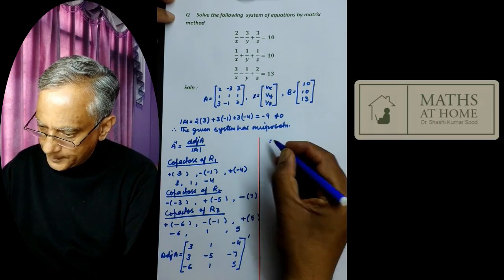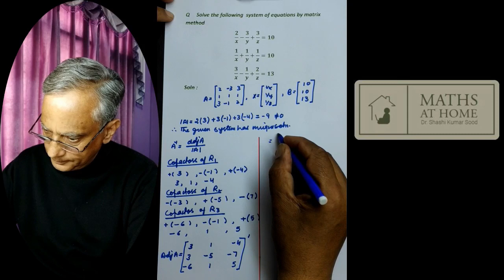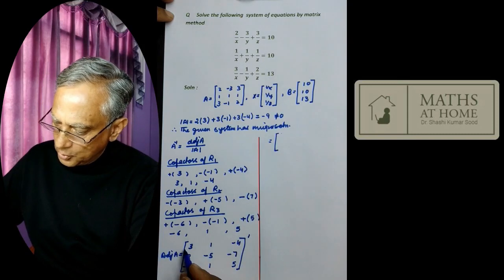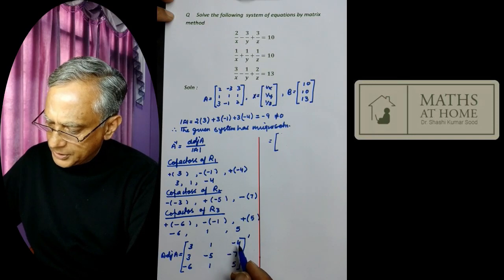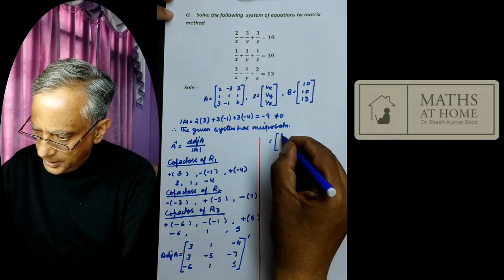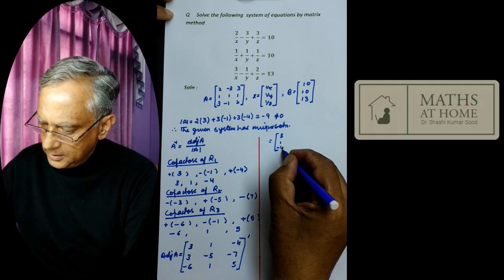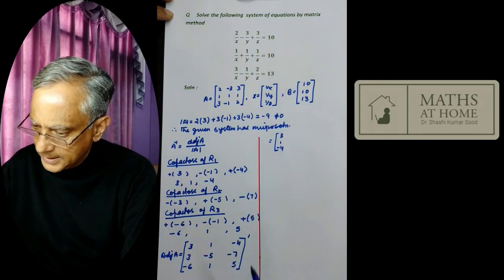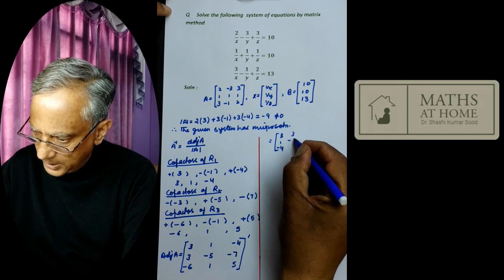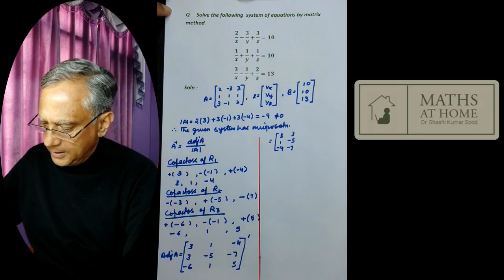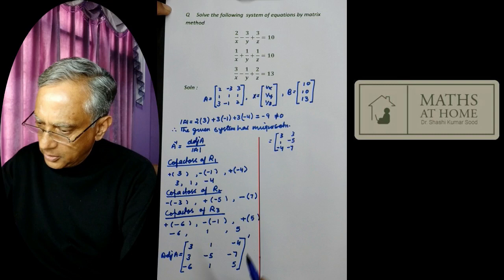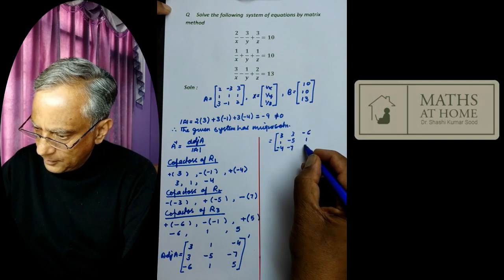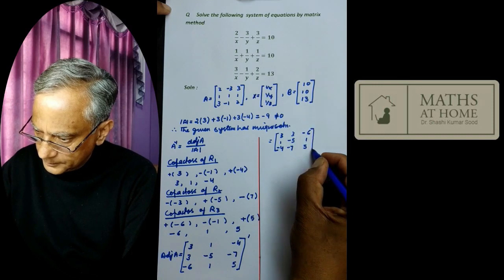This is equal to, now take the transpose. This row will become first column: 3, 1, minus 4. Second row will become second column: 3, minus 5, minus 7. Third row will become third column: minus 6, 1 and 5.